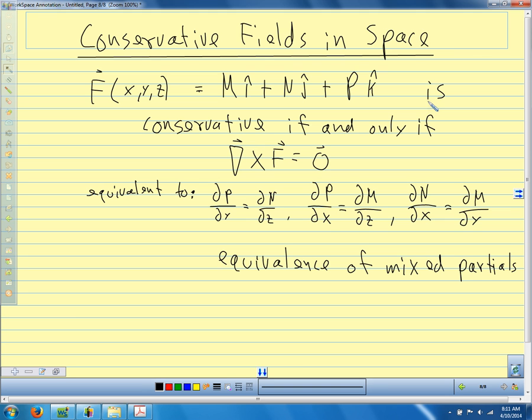Just talking about the curl and all these potential conservative vector fields, I just love chapter 15. When I was a student, when we learned this stuff, for some reason, I just really liked it. And I was really enjoying this chapter.